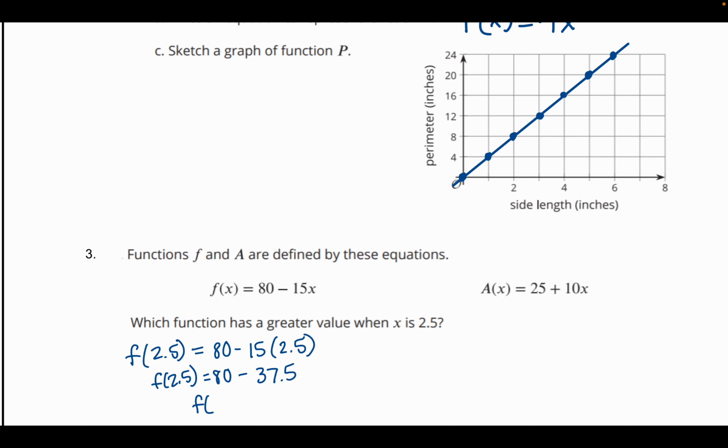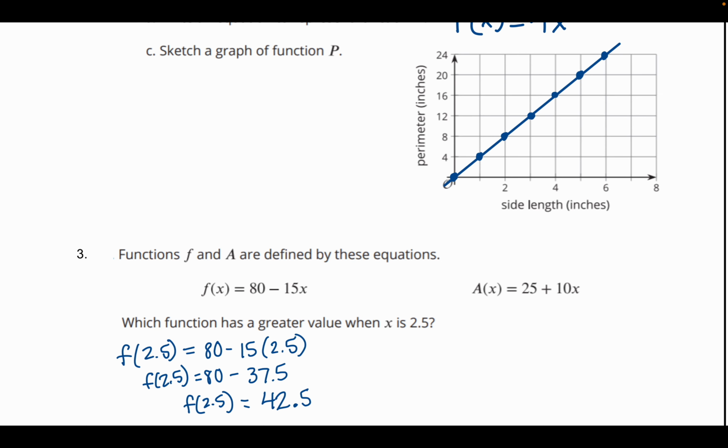And f of 2.5, we're going to subtract that. So we're going to do 80 minus 37.5. And this would give us 42.5.